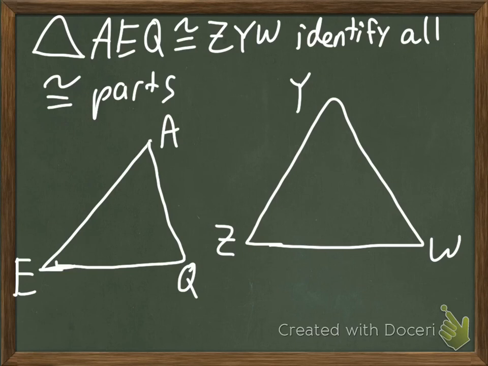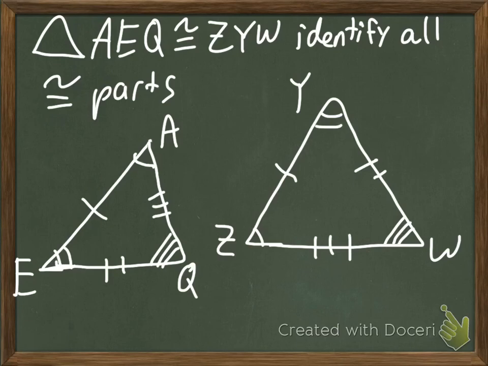And on this last slide, I want you to work this through with your group, identifying all the congruent parts, and go ahead and pause the video and do that now. Okay, and here is all the parts identified as congruent. Now go ahead and pause the video again and go over this with your group to see if you got it right or not.